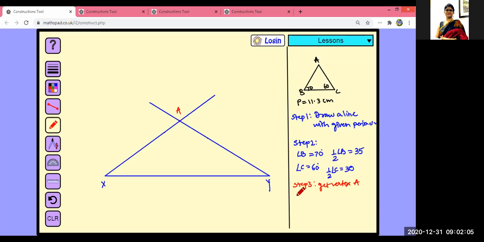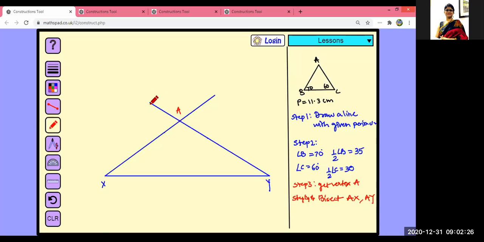And step 4, we are going to bisect. Step 4, bisect both the sides that we have got just now, or draw perpendicular bisectors. So we are going to bisect AX and AY.